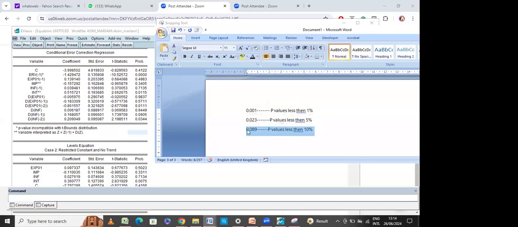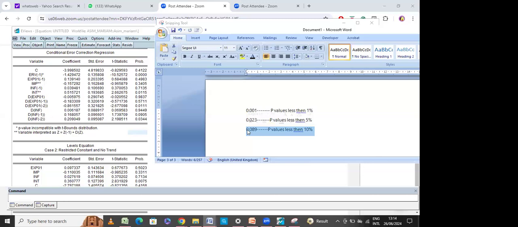But once I select my criteria, then I really need to interpret my results according to the economic theory. I must validate some kind of economic theory based on my p-values. Based on p-values, I must validate my economic theory.